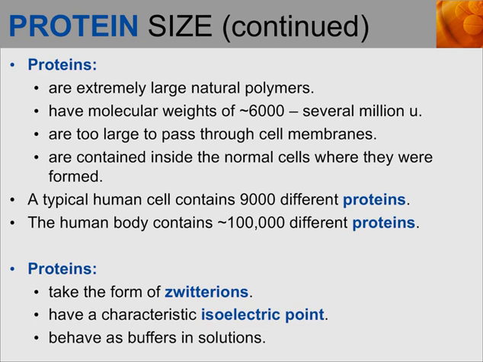Now, a typical human cell will contain 9,000 different proteins. That's a lot of proteins. And the human body contains about 100,000 different proteins. So it's really amazing to think that all of these different proteins have different functions, and yet somehow they're all working together to help us function. So the human body is really amazing in that it somehow functions even though there's all of these different proteins who all have different functions.